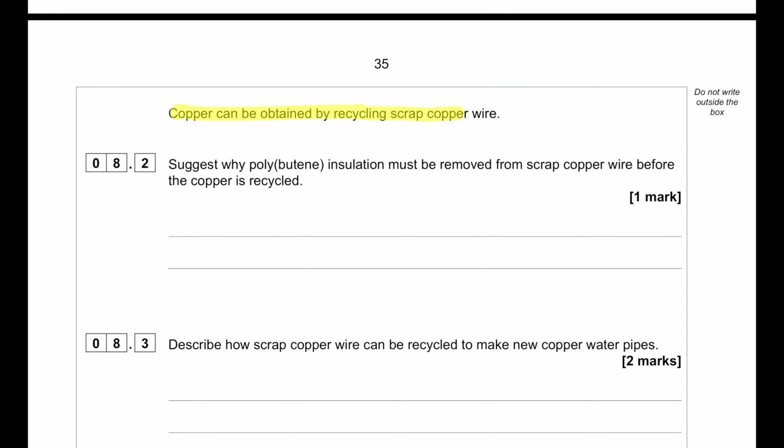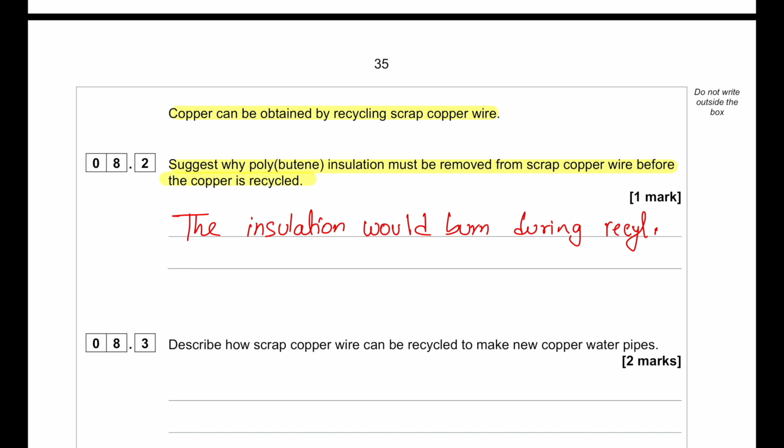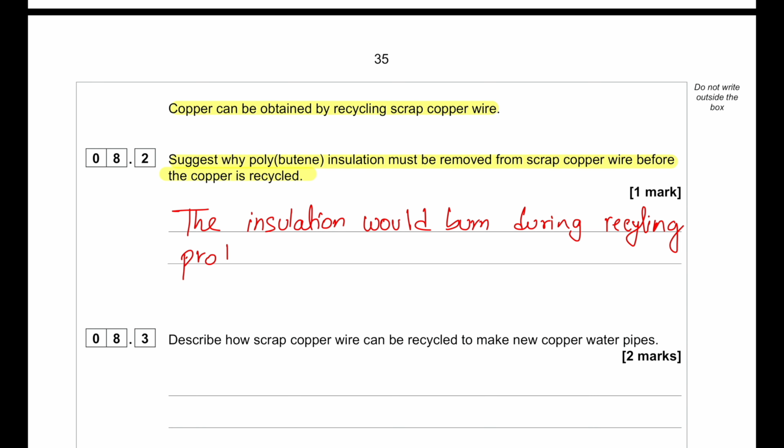Copper can be obtained by recycling scrap copper wire. Suggest why polybutene insulation must be removed from the scrap wire before the copper is recycled. Otherwise, if we melt the copper along with the polybutene insulation, a mixture would be produced and it would be impure. It would not produce pure copper. And the insulation material would burn during the recycling process and may produce harmful toxic fumes.